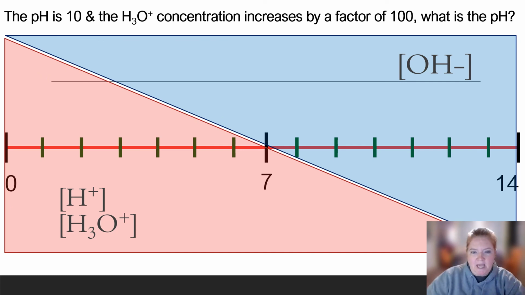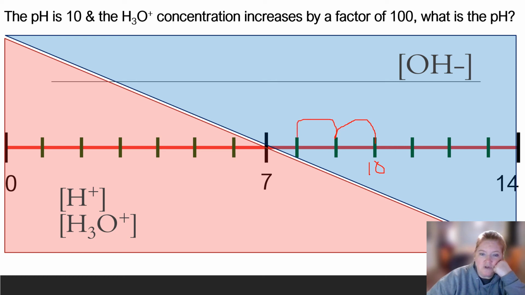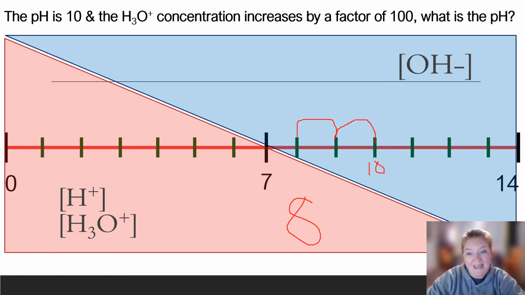The pH is 10. So let's see, 7, 8, 9. We're right here at 10. The H3O plus concentration increases by a factor of 100. So if H pluses are increasing, which way do I have to go? This way. By a factor of 100. Well, that's a factor of 10. There's a factor of 100. So my new pH would be 8.